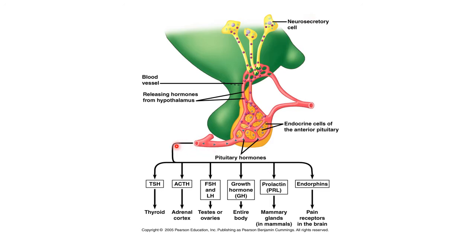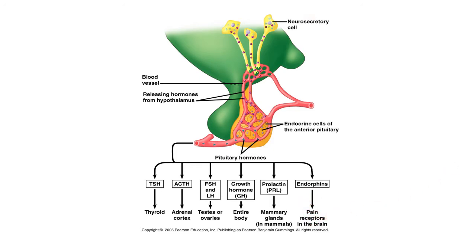After that they reach their target points. TSH reaches the thyroid gland, ACTH reaches the adrenal cortex, FSH and LH reach the testes and ovary, growth hormone reaches the entire body, prolactin reaches the mammary gland in mammals, and endorphin is for the pain receptors.